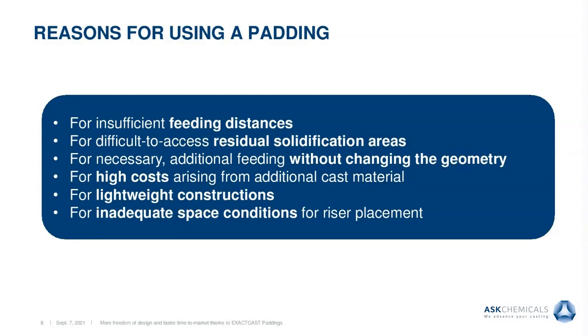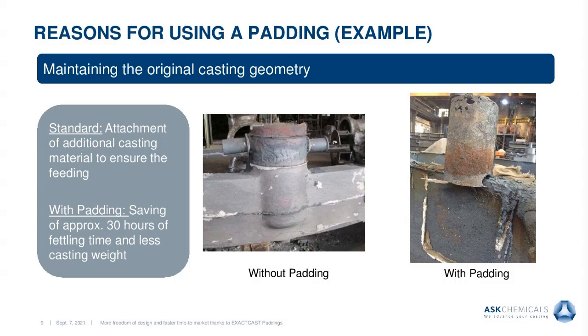So a padding is therefore very good for lightweight constructions where you have a lot of bosses with thin walls connected. Here you can have huge benefits, and also if you have no place for your risers in the mold box, or you have huge ways to go with your feeding distance, then always a padding may be a good solution here. And also you can save costs for removing your additional casting material as we show you in this small example.